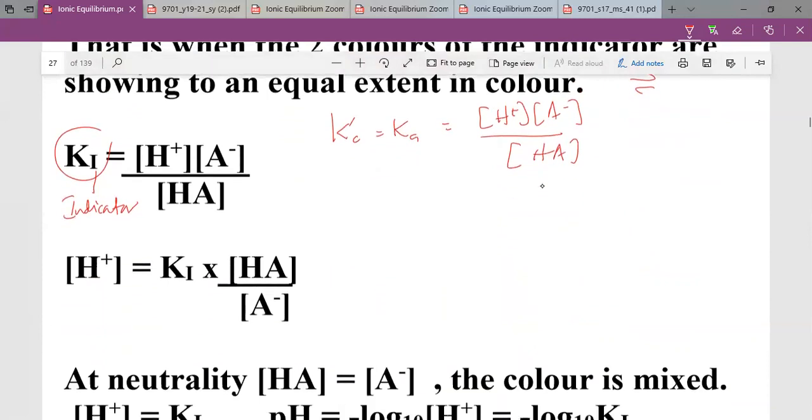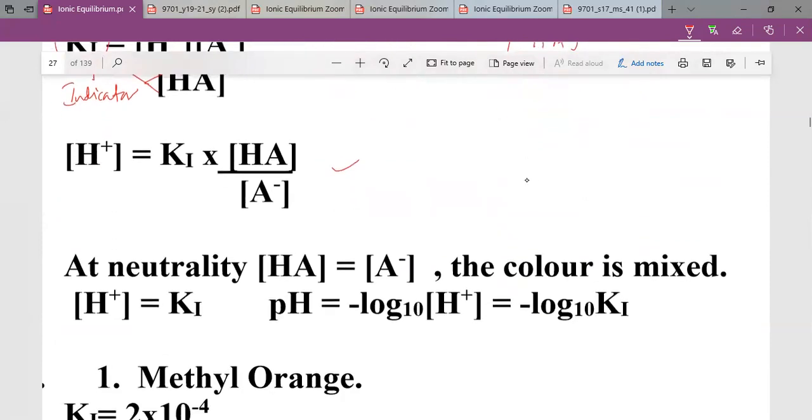So we put H plus as the subject. At the neutral point, when HA and A minus are equal, we can cancel them out. So the concentration of H plus is equal to Ki, which is the dissociation constant of the indicator. So pH equals minus log Ki, or pKa. This is very important: at the neutral point of the indicator, pH equals pKa. Every indicator is different, of the particular indicator.